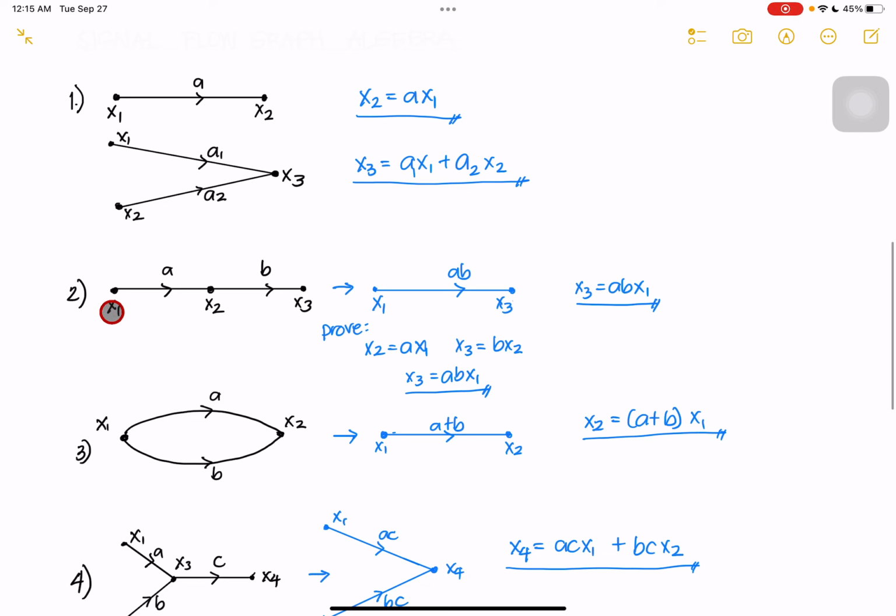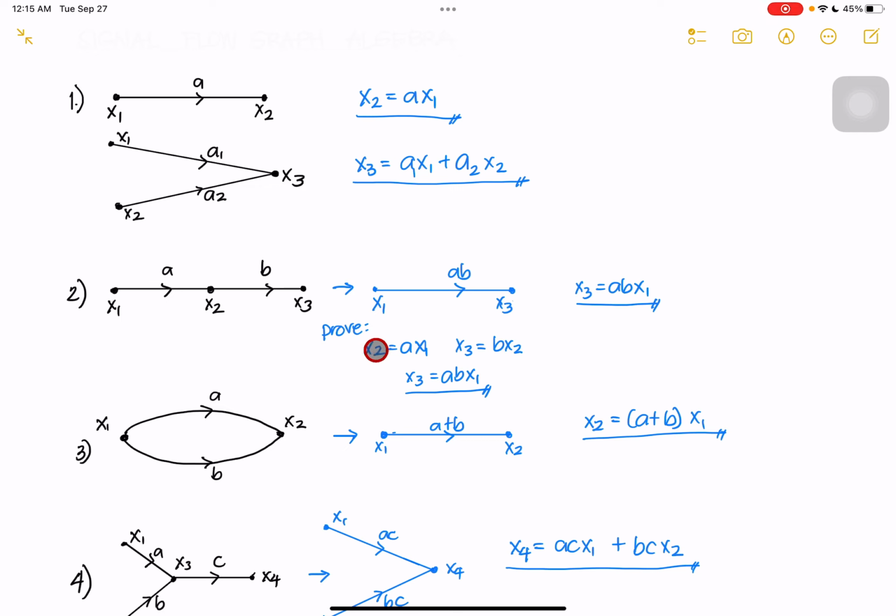Next, ito naman tong forward path gain. So, we have nodes x1, x2, x3, and the transmittances are A and B. Okay, so we have to prove that x1 to x3 is equal to AB, wherein eliminate na natin to x2. Okay? So, x3 is equal to ABx1, kung i-reduce natin siya into this.